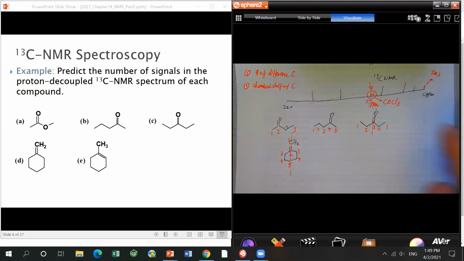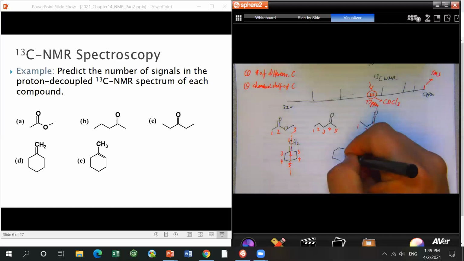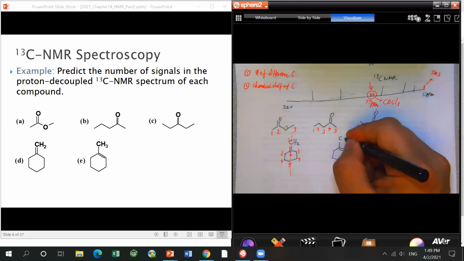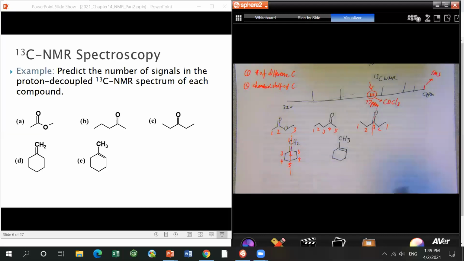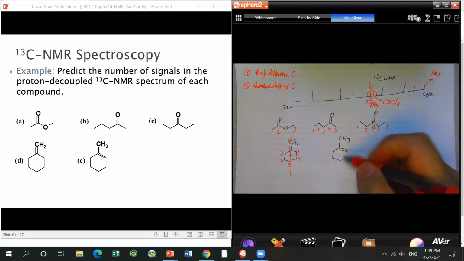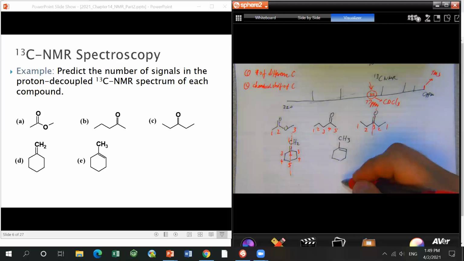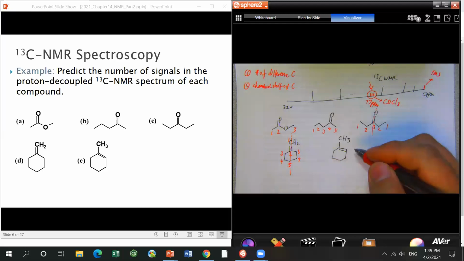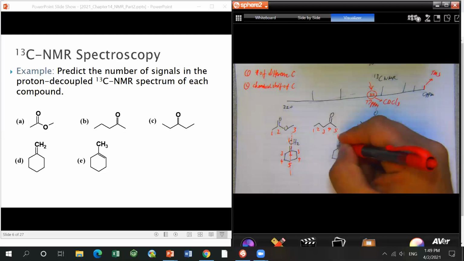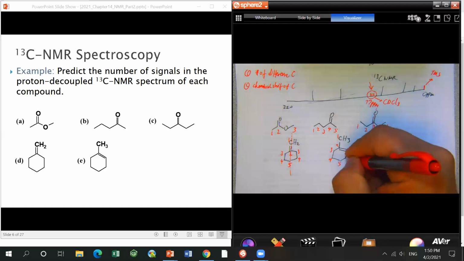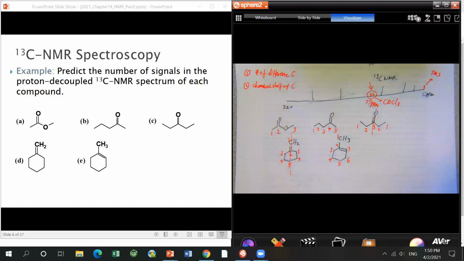All right, now we move to the last one. How many signals should we see for E? Anyone can provide the answer in the chat window. This time 7 should be the right answer, because of this double bond, which breaks the symmetry of the whole molecule. All carbons will show different chemical shifts. So that's 1, 2, 3, 4, 5, 6, 7. There's no symmetry plane and no rotation axis for this molecule, so that's 7 carbons. Pretty good.